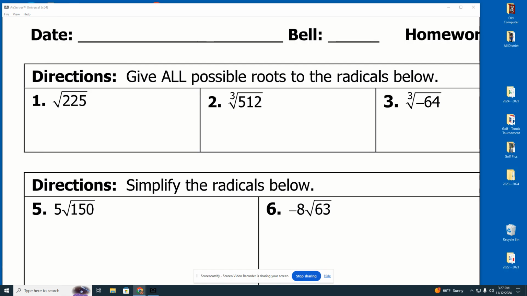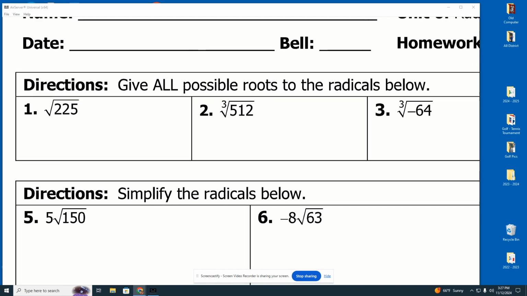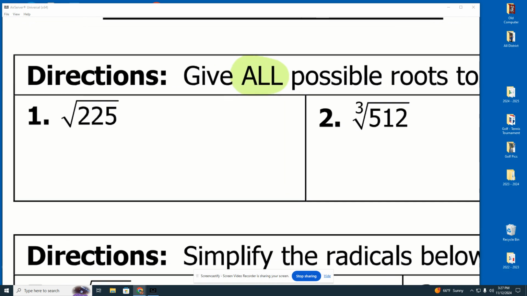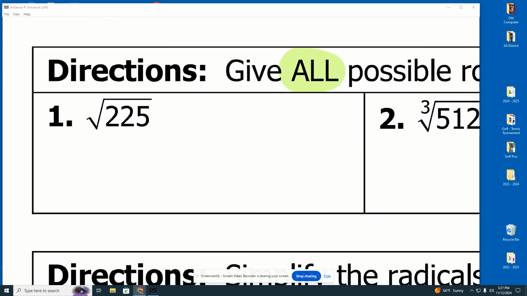So remember, in the directions that we have right off the bat, this wants all the possible roots. So since they're asking for all the possible roots, remember, when it's an even root, like the square root of 225, we have to remember that it could be both positive and negative. And then, of course, the square root of 225 is 15. So it could be plus or minus 15.